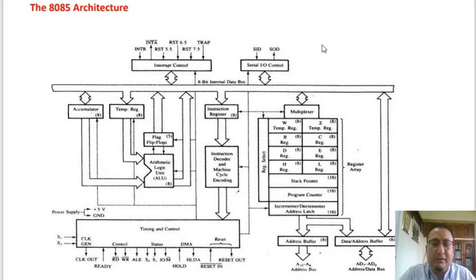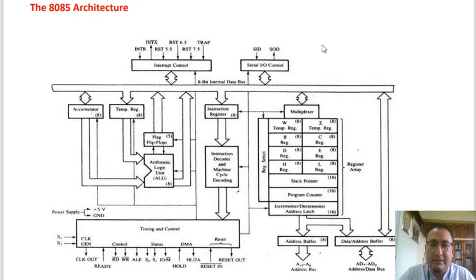Now, to further elaborate on this, accumulator is of 8-bit in size, temporary register is of 8-bit in size, there are 5 flags represented by 5 different flip-flops. We have arithmetic logical unit which performs 8-bit operations. We have instruction register, which is of 8-bit in size. We have instruction decoder and machine cycle encoding unit. We have timing and control unit.